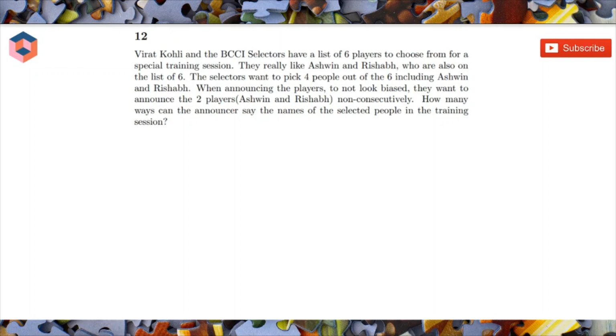Okay, so first, out of the 4 other players of the 6, we have to pick 2 of them, other than Ashwin and Rishabh, that are going to be on the team. Since there's 6 players, 2 of them are already on the team. Out of the other 4, we have to pick 2. So that would be 4 choose 2, which is 4 times 3 divided by 2 equals 6. So there's 6 ways to pick the actual people on the team. Now the number of ways to announce the names.